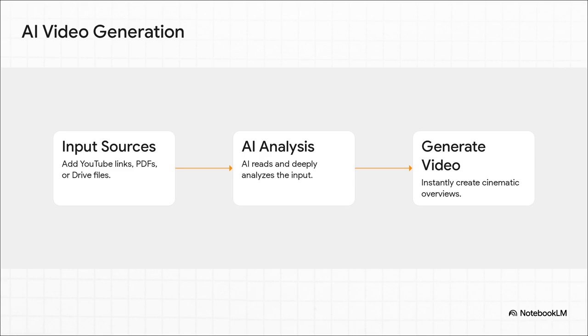Step 2, the AI reads, watches, and deeply analyzes everything you've just fed it. It actually finds the common threads and the most vital information for you. And then step 3, with literally a single click, it generates a full cinematic overview. It can even build you mind maps or quizzes based on the data. No scripting required on your end at all, just pure instant synthesis.